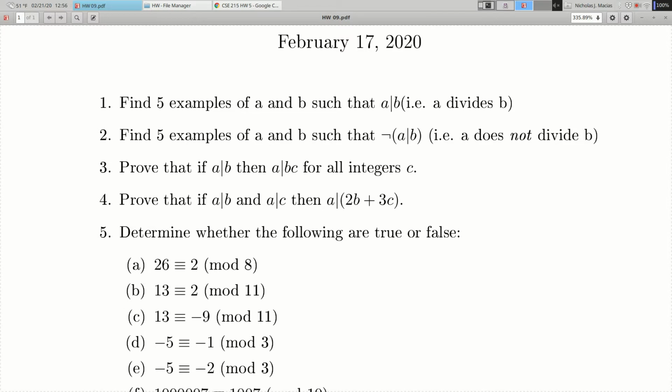All right, so question 1, we're just playing with divisibility. Find 5 examples of A and B such that A divides B. If you've got multiple people in your group, you can each find a different example. You can write it. Okay. So five examples of A and B such that A divides B. What would be an example?